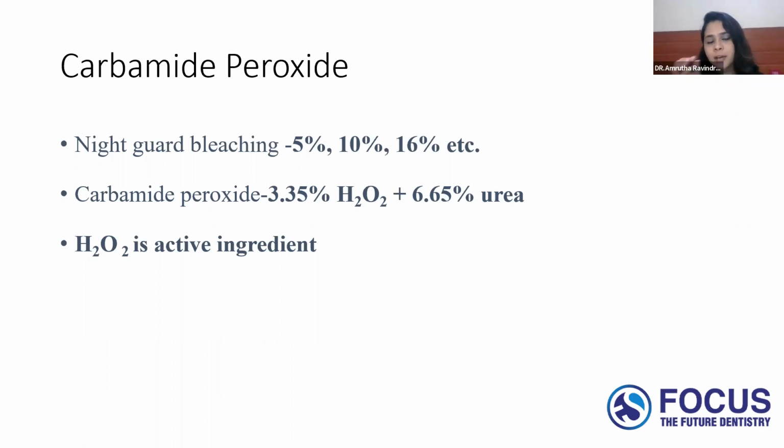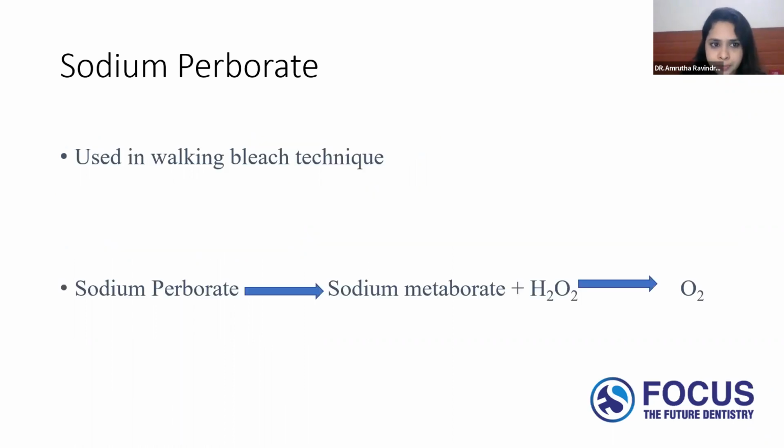So this question has been asked: what constitutes carbamide peroxide? So that comprises 3.35% hydrogen peroxide and 6.65% urea.